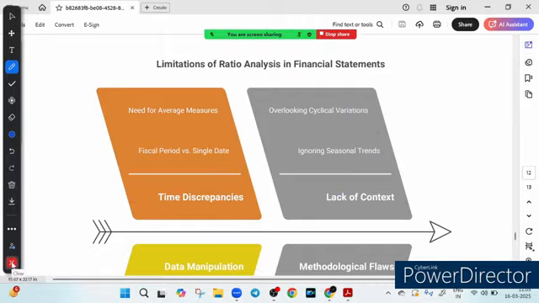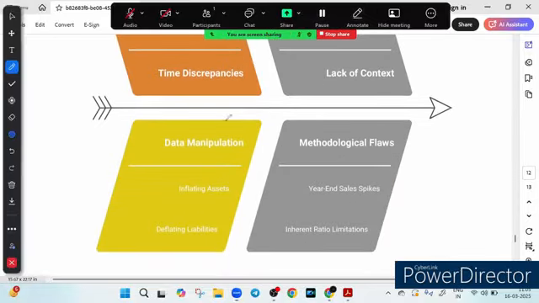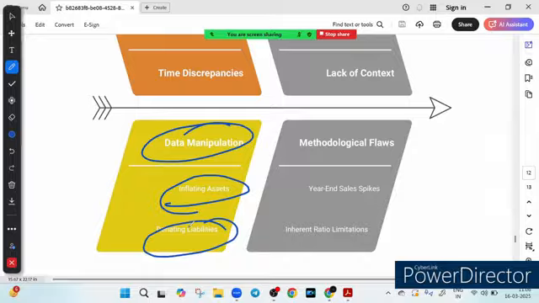So two drawbacks we have already covered: time discrepancy and lack of context. The third drawback is data manipulation. There is something called inflating assets. A company may overstate asset value to appear stronger. Deflating liabilities: lowering reported liabilities can artificially boost financial ratios, making the business look less risky.